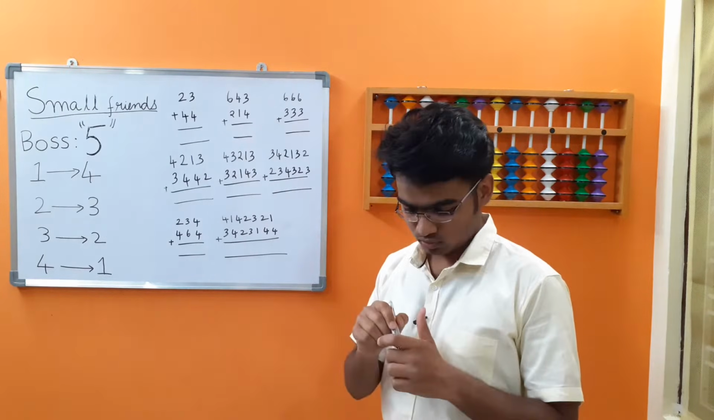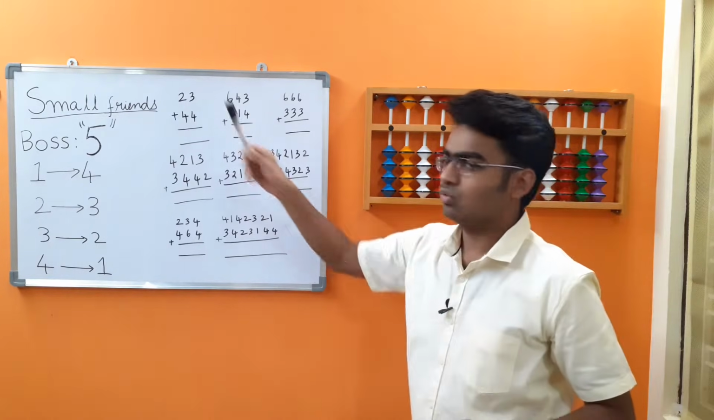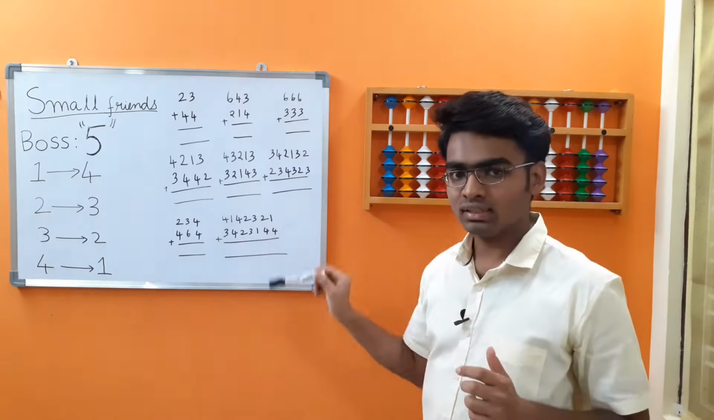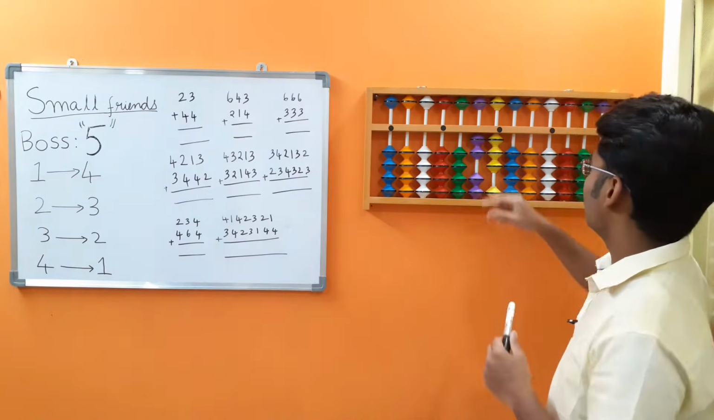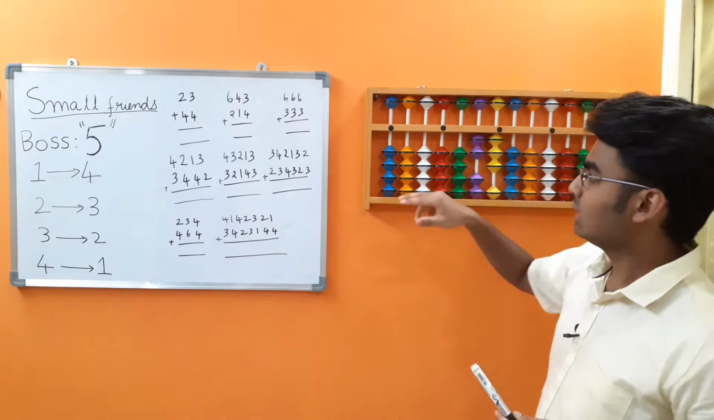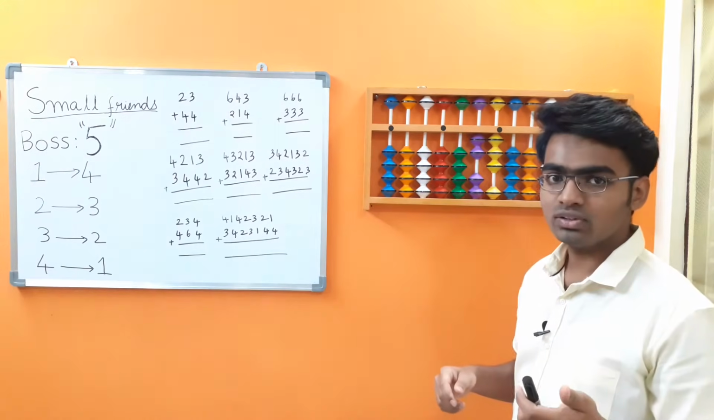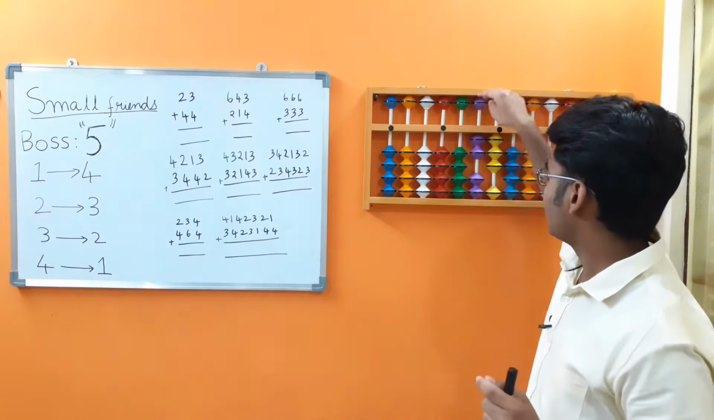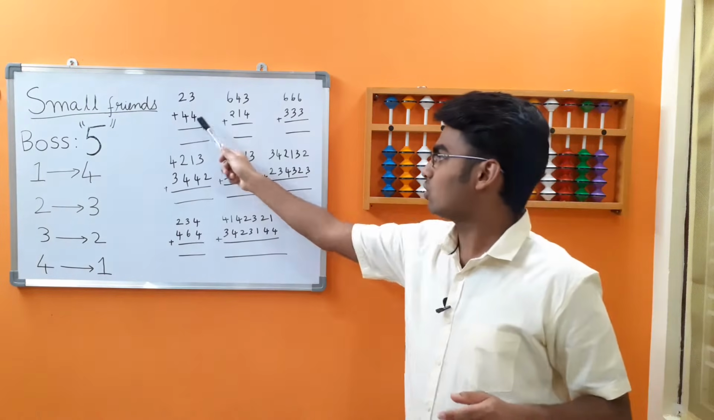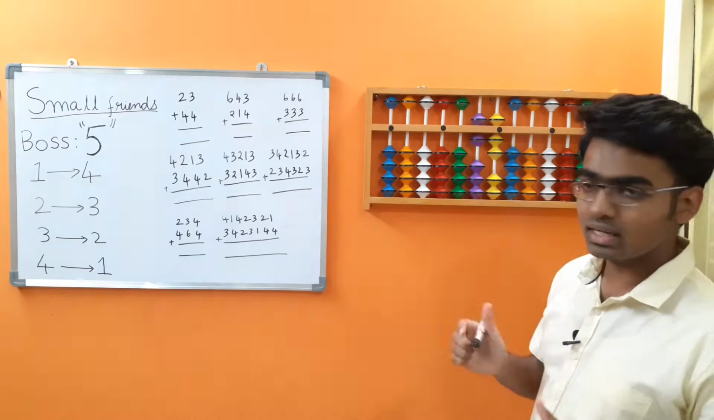23 plus 44. Let's place 23 on the abacus. We have to add 44. We'll go each number by each number for all the examples, right? 44. We cannot add 4 directly here because we only have two beads. Let's see who the friend of 4 is. 4's friend is 1. As I told in the last video, the statement is add the boss 5 less the friend 1. Now 4, same, add the boss 5 less the friend 1. We got the answer as 67.